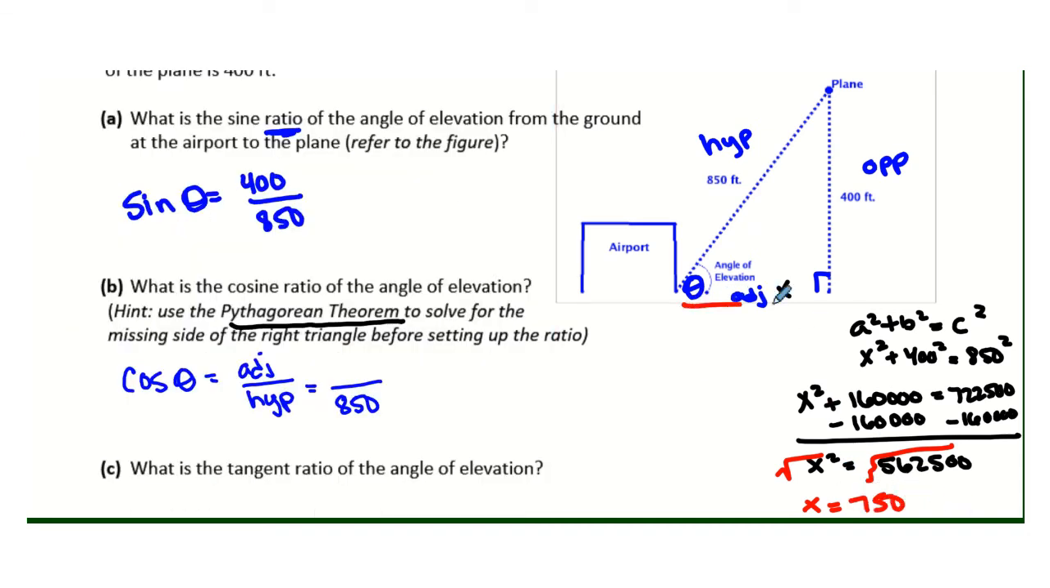So that means that this length right here is 750 feet. So that is my adjacent side. So 750 over 850 is my ratio for the cosine of theta. If you wanted to reduce this, you could.